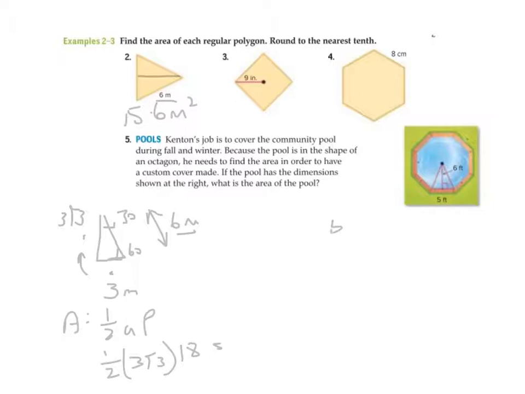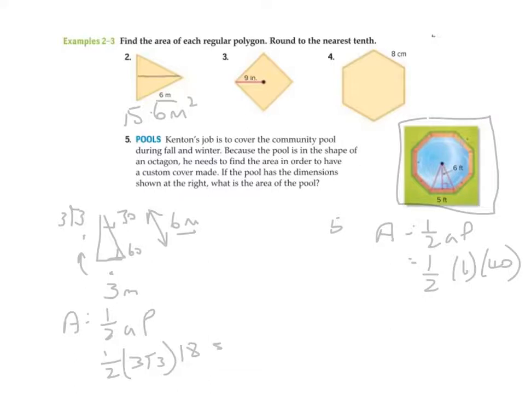So if we go to question number 5 now, we've got Kenton's job is community pool, but look at what we've got. Now we've got a regular octagon, but we've been given the information we want. So straight away we can quote the formula, A equals a half AP. The apothem that they've told you is 6, and I'm putting everything in parentheses, and then each side is 5, so 8 times 5 will give you 40. So again, if you do that, you will finish up with 120, and that's feet squared.